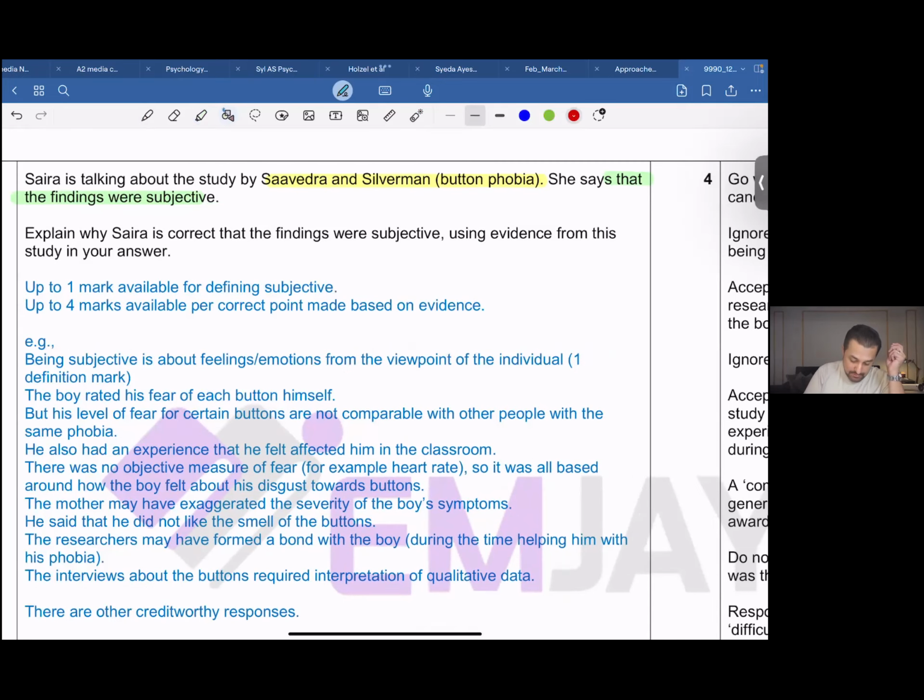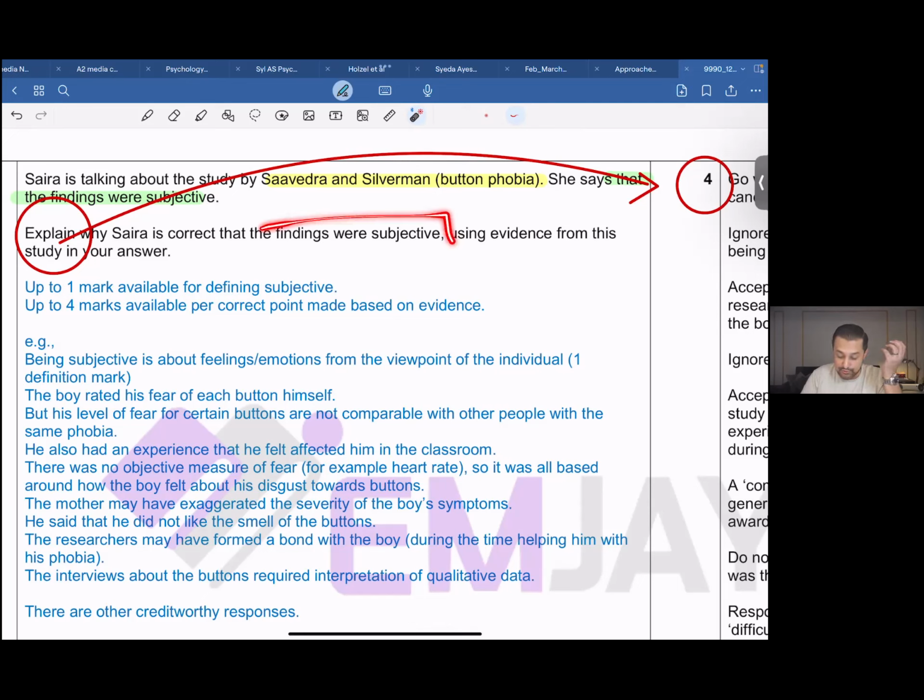Again, it's a question that is demanding explanation. It's a question worth 4 marks. You are to explain why Saira is correct if she feels that the findings were subjective, and you are expected to provide evidence as well. Being subjective is about feeling. This requires your knowledge on the study, concrete learning, and knowing what subjectivity is, being able to scrutinize, discuss, and evaluate or gauge the study. So do not miss out on the strengths and weaknesses. Of course, you can't. Towards the end, there's a 10-mark evaluative essay question awaiting you.